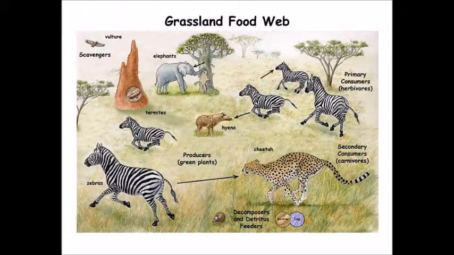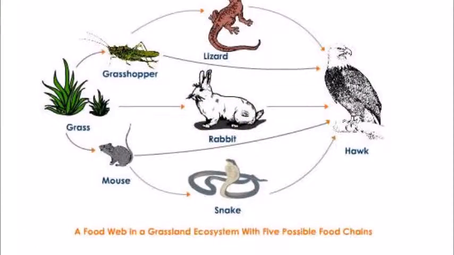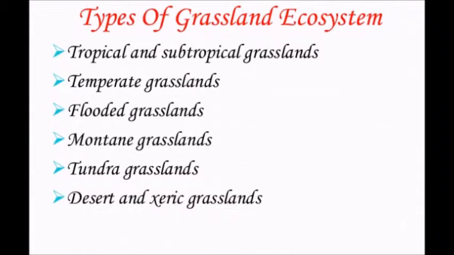Grassland ecosystem. A biological community that contains few trees or shrubs, characterized by mixed herbaceous vegetation cover, dominated by grasses or grass-like plants. It occupies about 19% of Earth's surface. Types of grassland ecosystem are: 1. Tropical and subtropical grasslands. 2. Temperate grasslands. 3. Flooded grasslands. 4. Montane grasslands. 5. Tundra grasslands. 6. Desert and xeric grasslands.